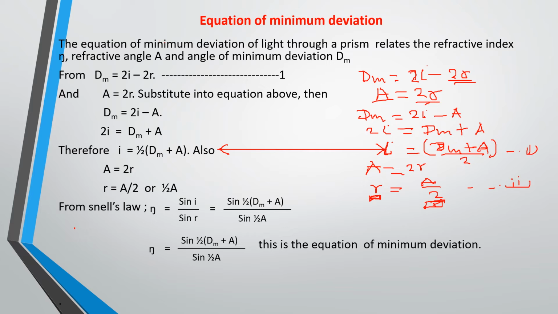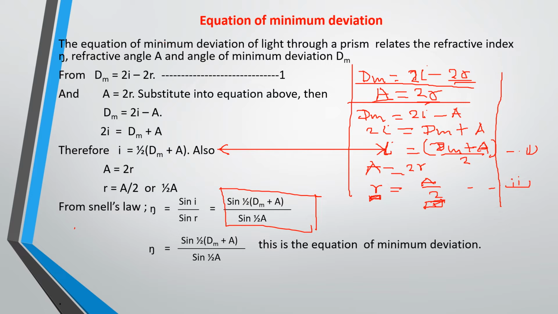So this is sin of half (Dm + A) all over sin of half A. This equation is called the equation of minimum deviation of a triangular glass prism. Why I did all this for you was for you to be able to apply it. If you can derive the equation, it is very easy. This is where you start the derivation from.